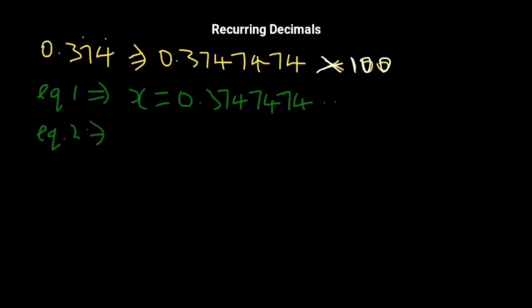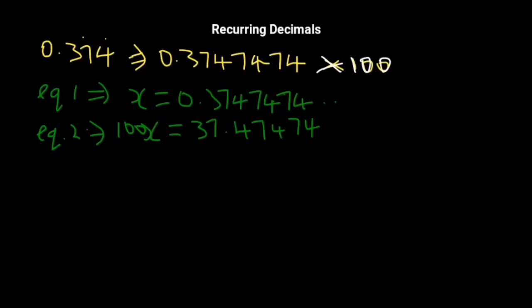So equation 2 would be 100x is equal to 37.47474. Now we're following the same principle as what we did in the previous example, which is we need to subtract equation 1 from equation 2.